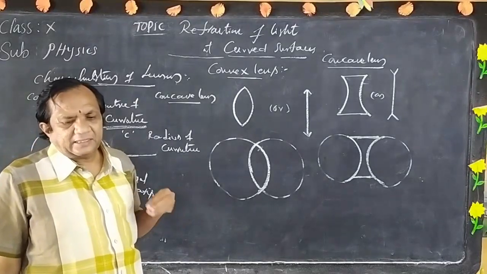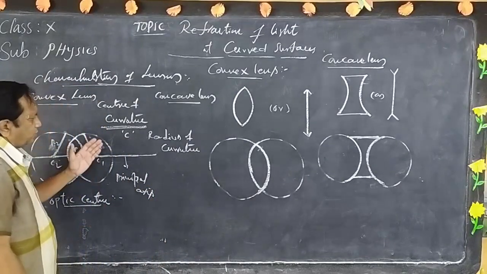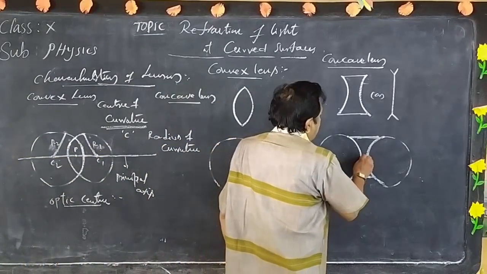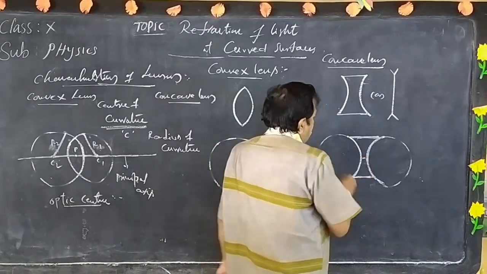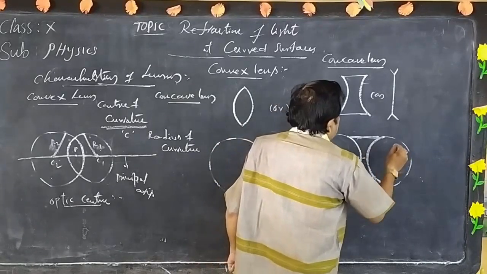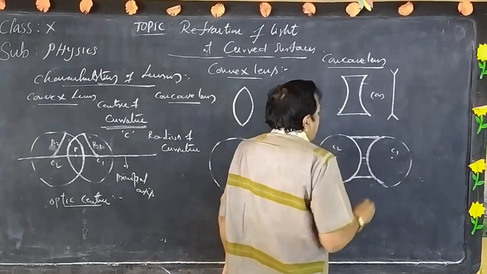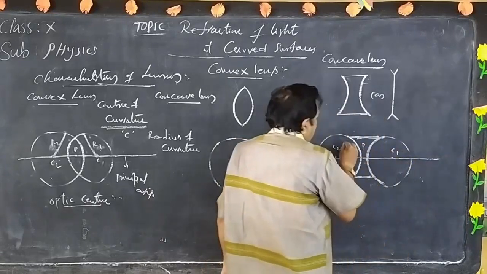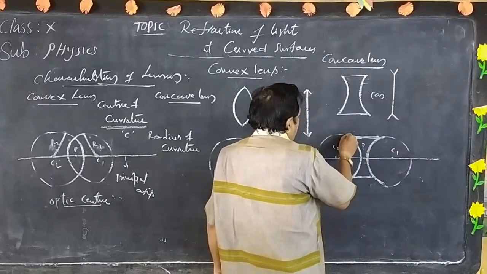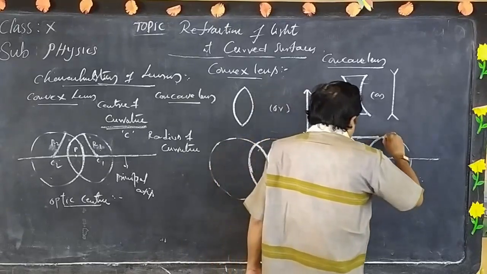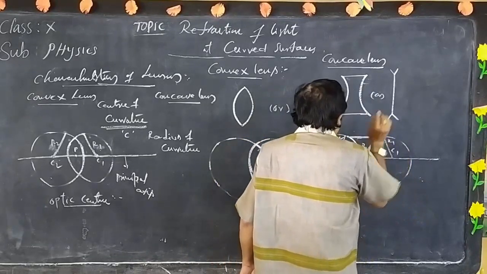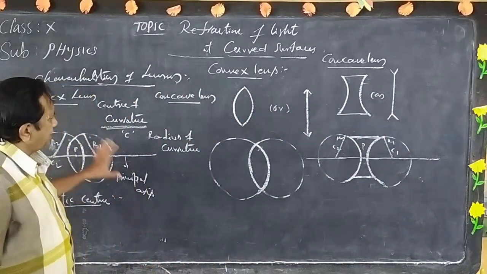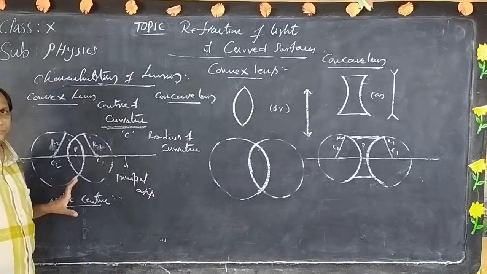Similarly, this can be defined in the case of convex lenses also. The same definitions apply. The center of this lens we call the optic center, the centers of the spheres are the centers of curvature, the line passing through is the principal axis, and the lines joined from the centers of curvature are the radii of curvature. So these three properties are very important.